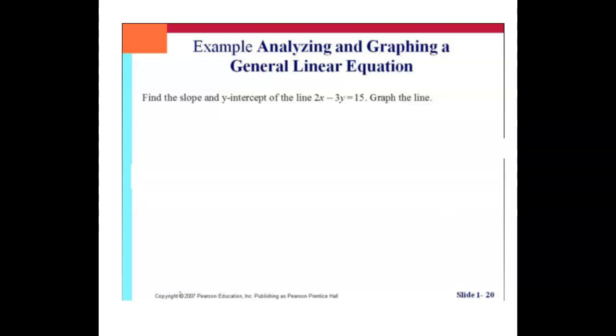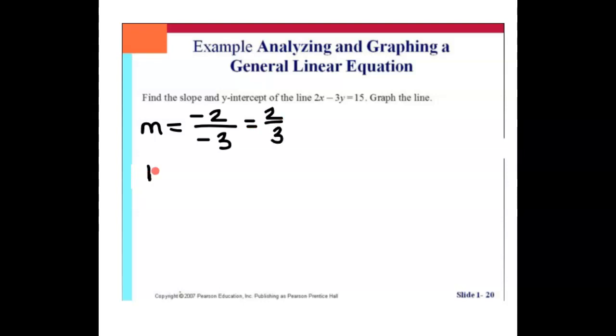Okay, so it says find the slope and y-intercept for the line 2x minus 3y equals 15, and then graph it. So for this problem, you can go back to the idea that in standard form, the slope is always negative a over b, so in this case negative 2 over negative 3. So my slope is 2/3.